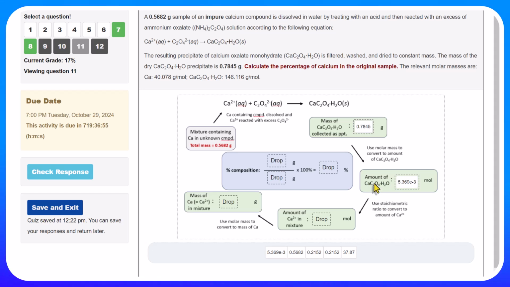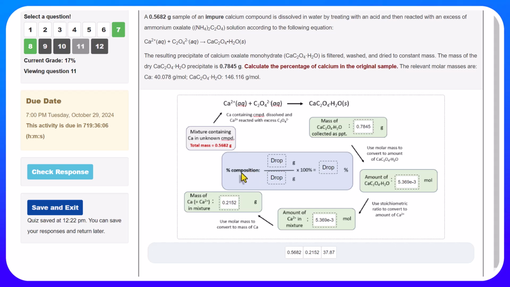Now, note that the molecular formula of a compound actually gives us the ratio by which these things exist. So for every 1 mole of calcium oxalate monohydrate, we have 1 mole of calcium. So therefore, I can drop that box into there. And then note that I'm interested in the mass of calcium in my sample, but the mass of calcium pretty much equals the mass of our calcium 2+ ion. And so what I need to use here is the molar mass for calcium, which is given. And when I do this calculation, I will see that it comes to 0.2152 grams. So that's the mass of calcium that would be in our compound.